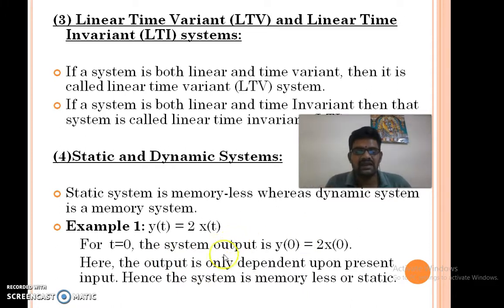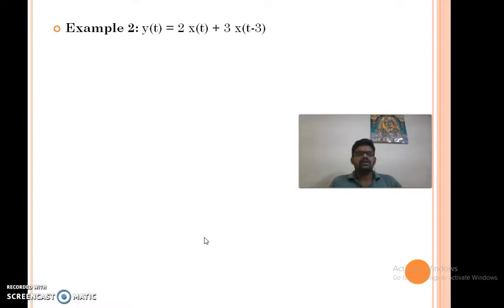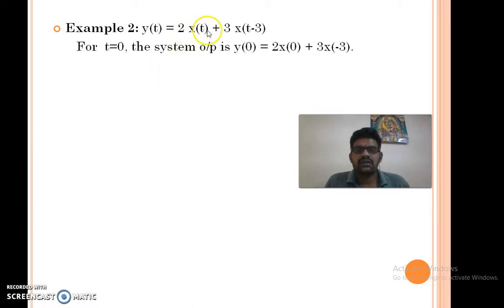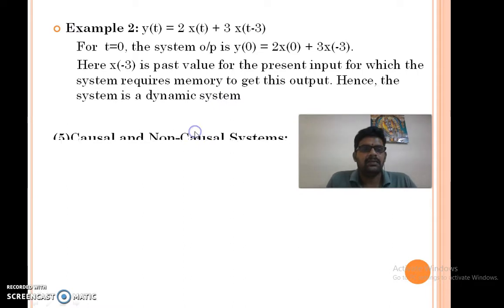That is a static system. For the second example, y of t is equal to 2 into x of t plus 3 into x of t minus 3. y of 0 is equal to 2 into x of 0 plus 3 into x of minus 3. The present output y of 0 depends upon the present input x of 0 and the past input x of minus 3. So to evaluate the current output, it must memorize the previous inputs also. So it requires some memory. Such systems are known as dynamic systems.